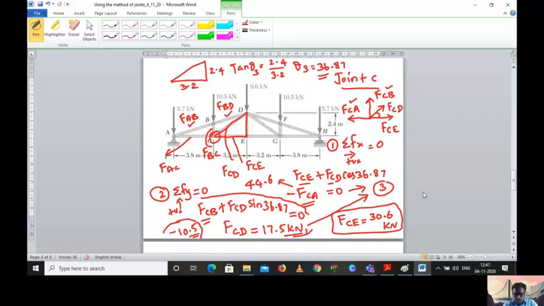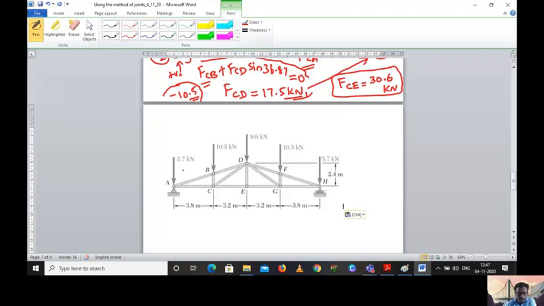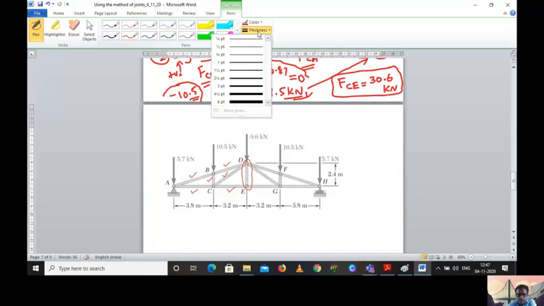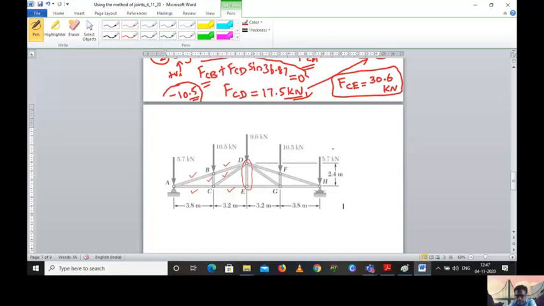Next, you have one more joint, that is joint E. All the member forces we have calculated: AB, AC, BC, BD, CD, and CE. We have to calculate one more member, that is ED. Anyway, CE will be equal to EG. So now we are taking the point E.